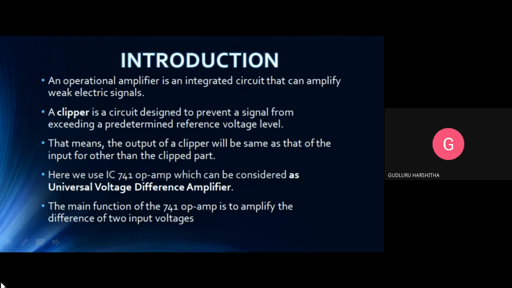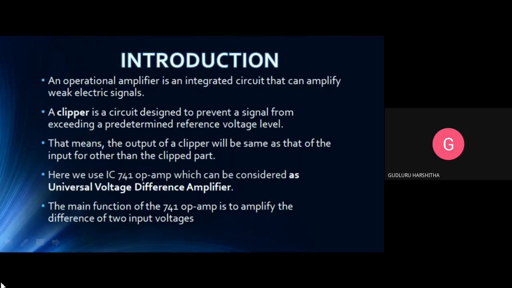In electronics, a clipper is a device designed to prevent the output of a circuit from exceeding a predetermined voltage level without distorting the remaining part of the applied waveform. That means the output of a clipper will be the same as that of the input for other than the clipper part. Here we have used IC741 operational amplifier, which can be considered as universal voltage difference amplifier.